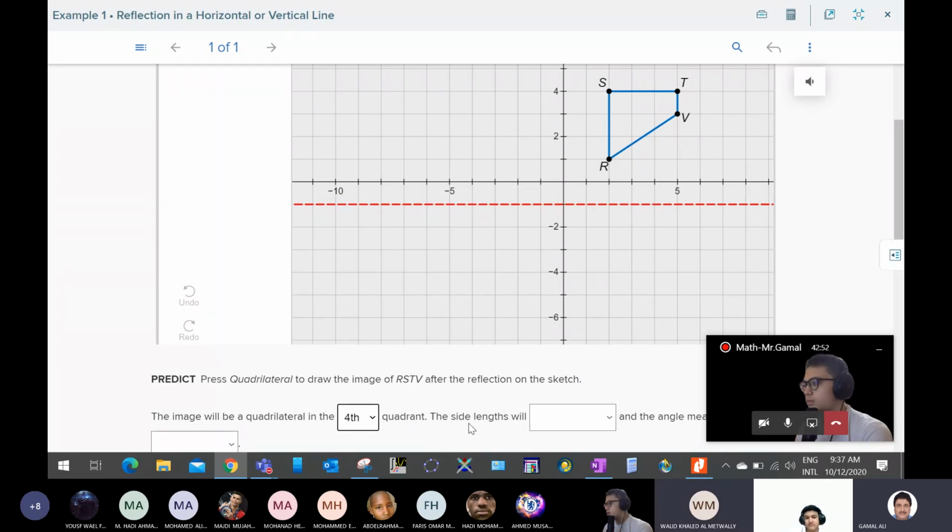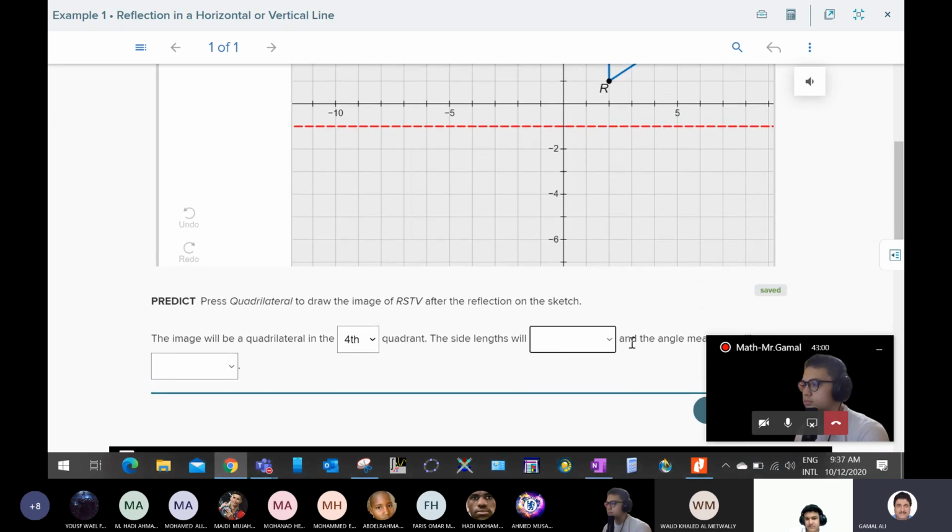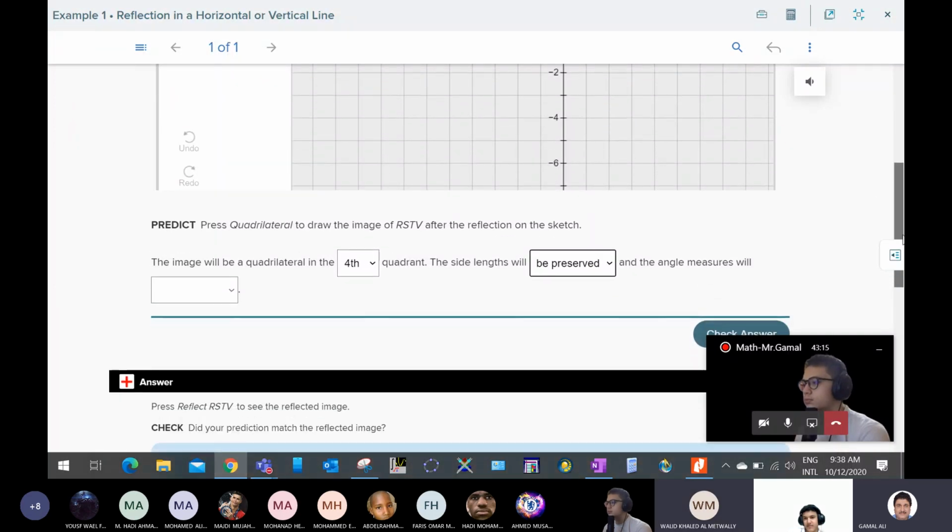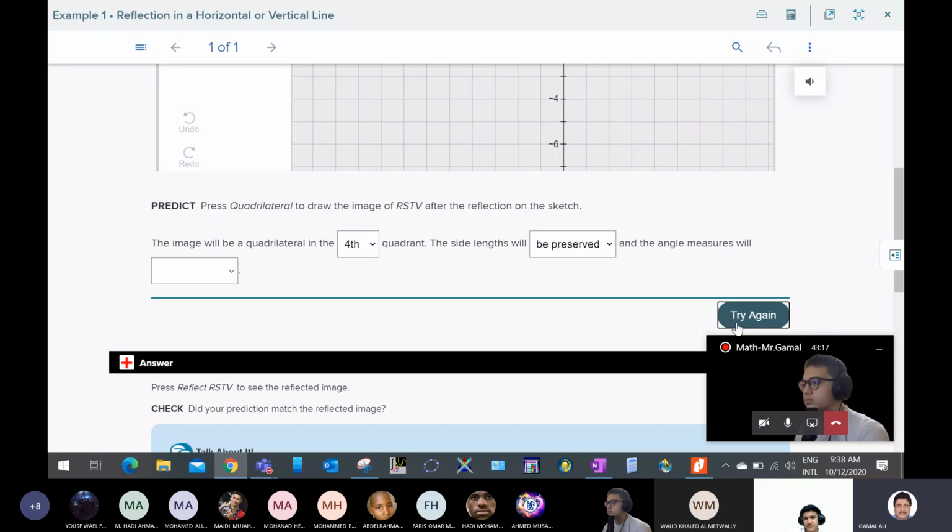The side length will be preserved or changed? Preserved. The side length is preserved. Yes, it doesn't change. Can we check our answer?